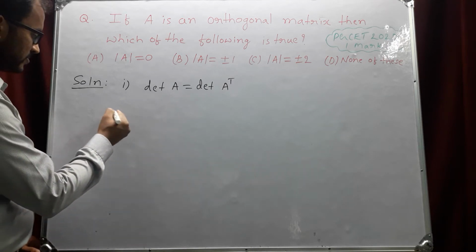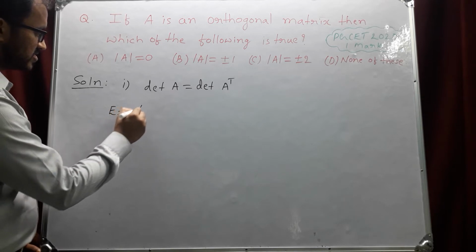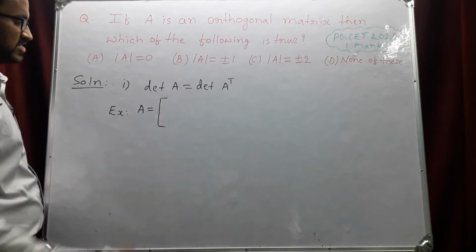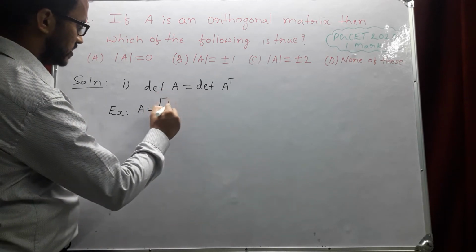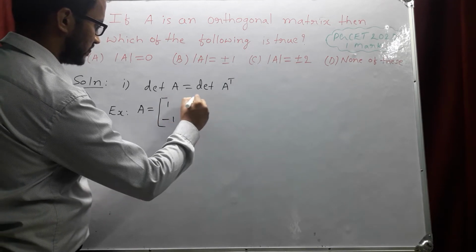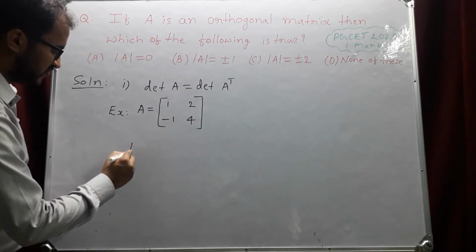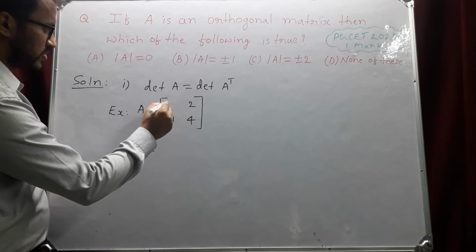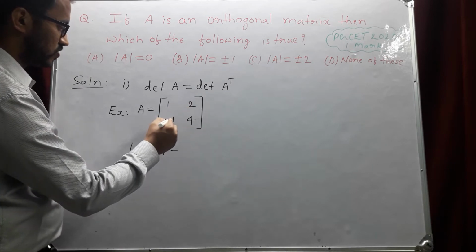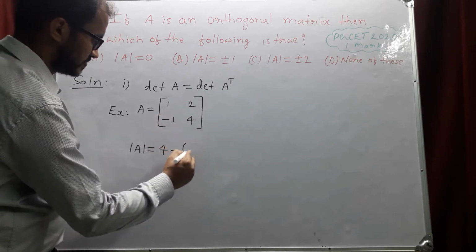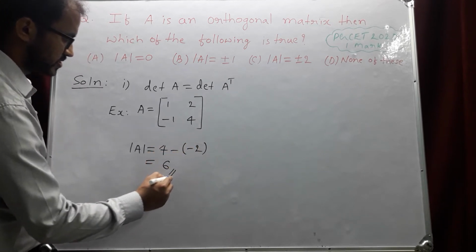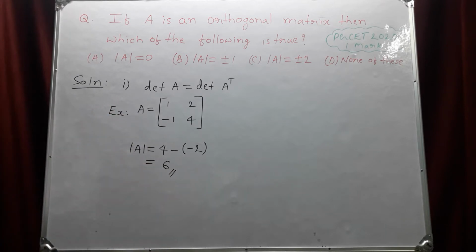For example, suppose you consider A as a square matrix of order 2, with elements 1, 2, minus 1, 4. Now determinant of A becomes 1 into 4, which is 4, minus 2 into minus 1, which is minus 2. So 4 plus 2 becomes 6. So determinant of A is 6.